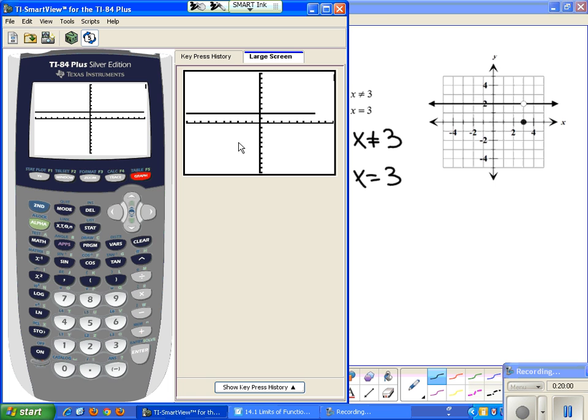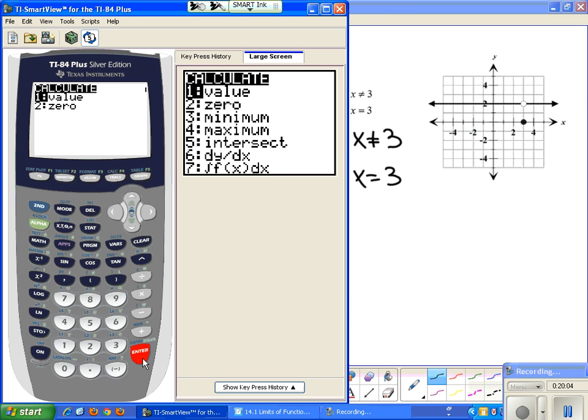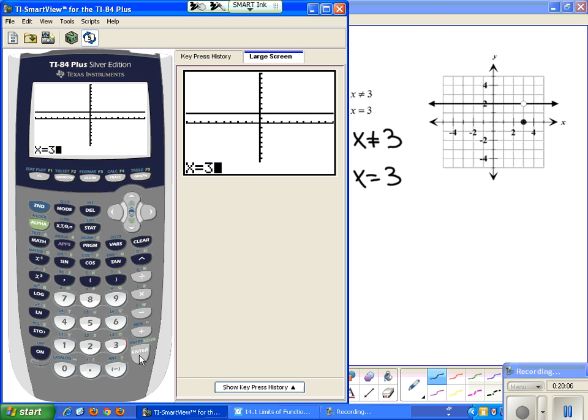So if I hit graph, now this is what my graph looks like. Now if I hit second trace value of, we're doing 3 for the limit, notice that for this line right here, it says nothing, and if I scroll to the right, I would be on my other function. Notice I would get a, oops, trace.